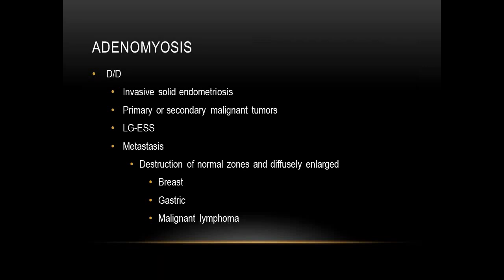The differential for adenomyosis is invasive solid endometriosis, which can attach to the uterus, primary or secondary malignant tumors, something called a low-grade endometrial stromal sarcoma. Metastasis, usually a clue that there is uterine metastasis, is destruction of our zonal anatomy. The uterus is diffusely enlarged. Although rare, we can see uterine metastasis from breast cancer, from gastric cancer, either primary or secondary lymphoma.